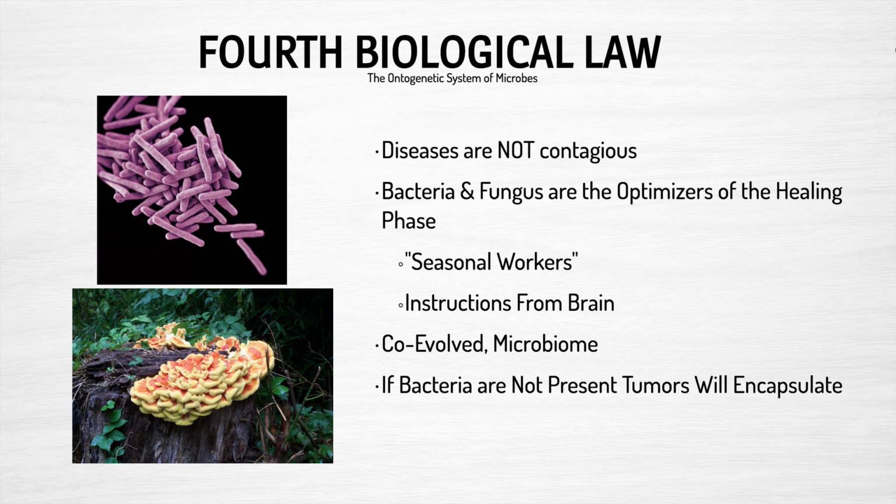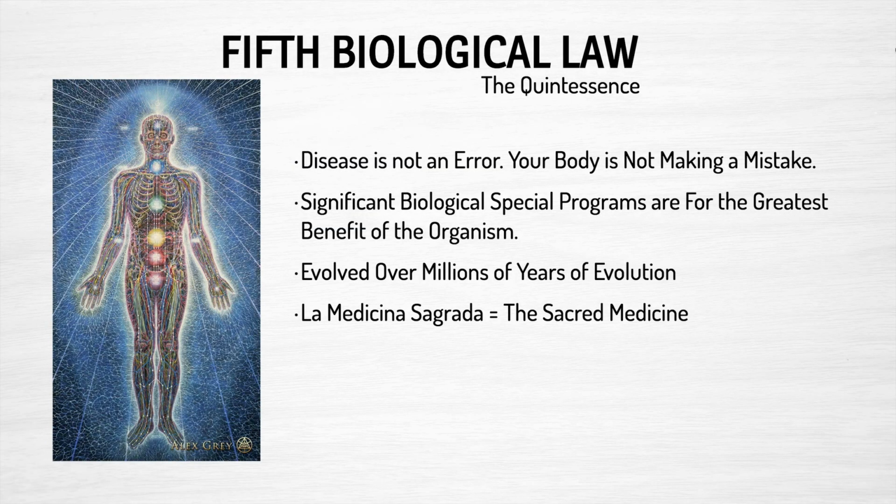If they happen to show up at a location on your body, that indicates that there is cleanup work to do. There's repair work that needs to be done, and those are the workers that are there to do it. The fifth biological law: disease is not an error. Your body is not making a mistake. The fibroids formed for a particular reason. The uterus proliferated for a particular reason.